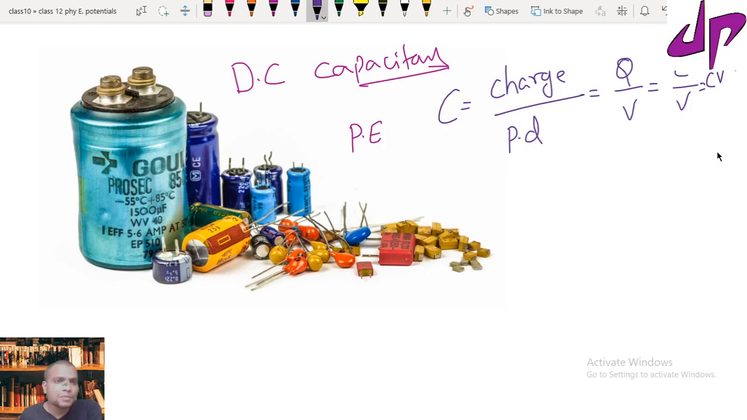Now capacitance comes in different sizes and different varieties. Let's first derive the mathematical expression for the capacitance of the simplest case we will take: the capacitance of a parallel plate capacitor.